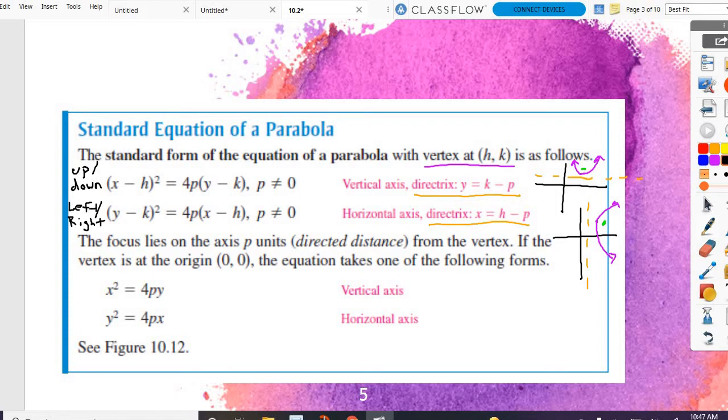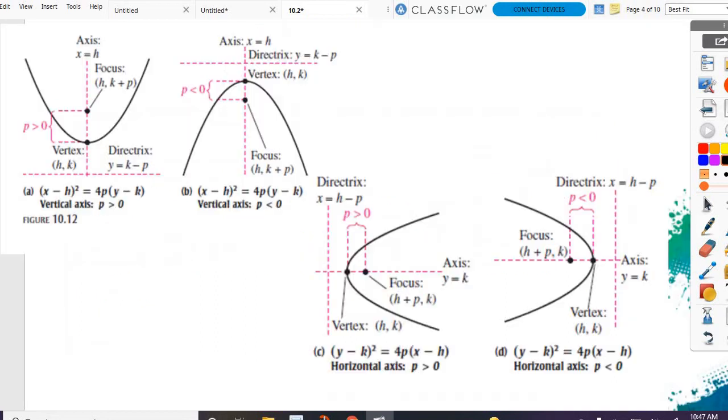So let's look at a picture. You don't have to write all of this out, but I just want to give you an idea. So on our first one, notice that our directrix is either below if it opens up, or above if it opens down.